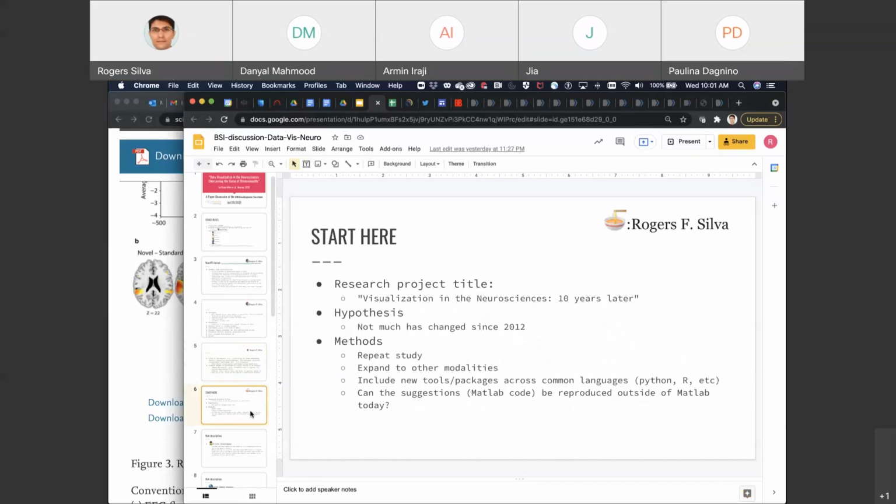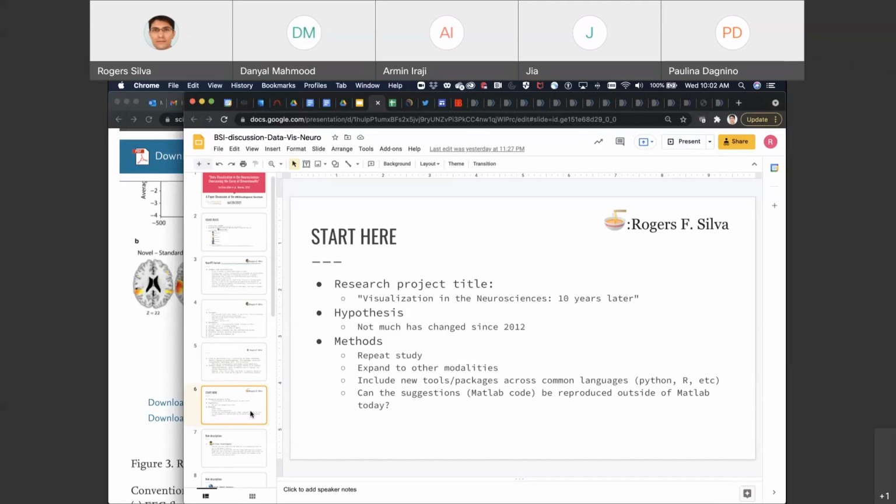An idea that I had, this is another role, the academic researcher, like what could you do moving forward from this paper, is a repeat of the same survey. You could call it visualization in neuroscience 10 years later. The hypothesis is that not much changed since 2012. And that's just a hypothesis, doesn't mean I believe it. But it would be interesting to see how things have changed since.